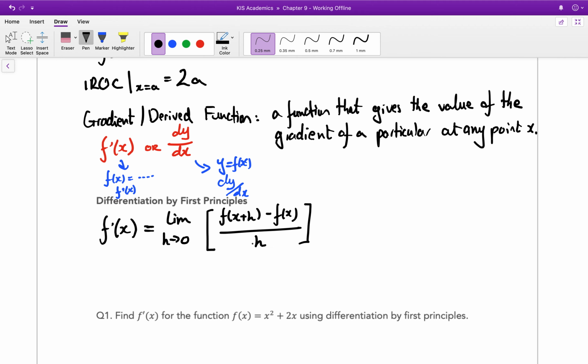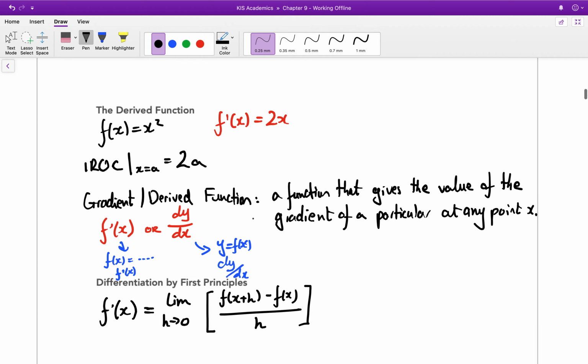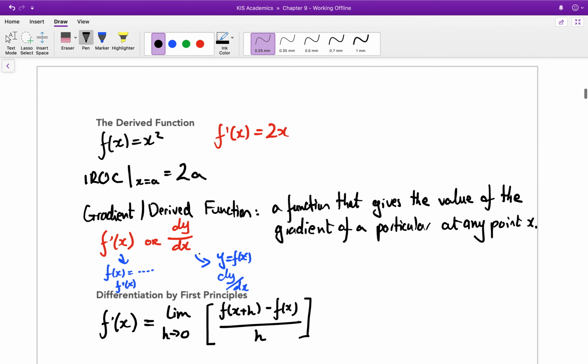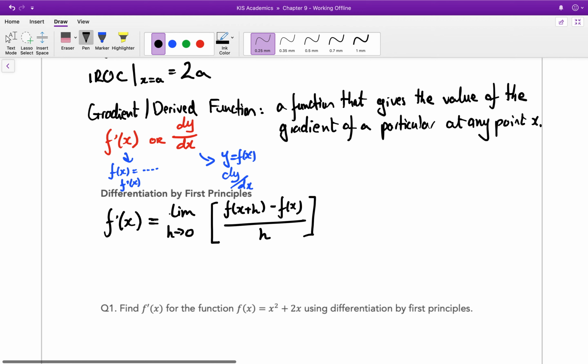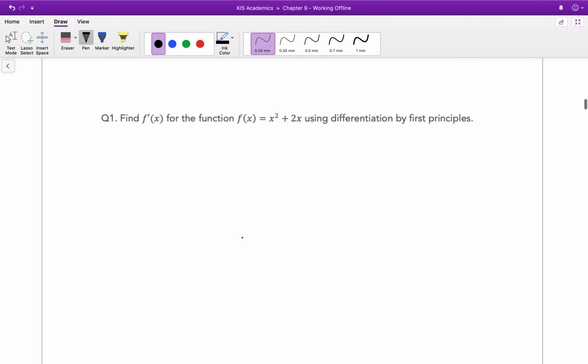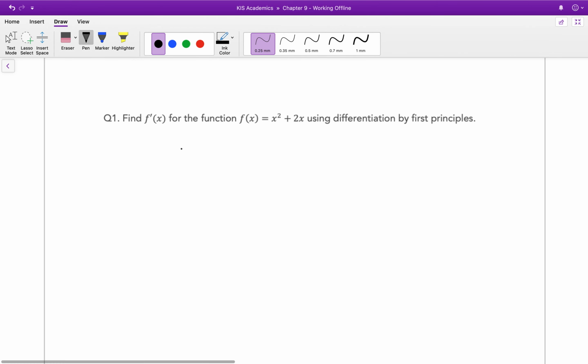So we want to find the average rate of change between 2 points, but the 2 points are getting so close together that the distance between them is approaching 0. So this is how we use differentiation by first principles to find what the gradient function actually is. So let's work through an example. So we're given f of x, and we want to find the gradient function using differentiation by first principles.